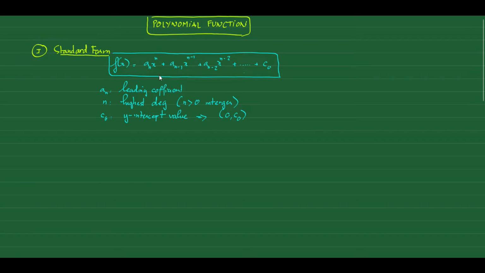Let's see what else we should talk about in this form right here. And the variable x here, I just want to mention one more thing. The variable x cannot be in the denominator. Because a sub n, a sub n minus 1, a sub n minus 2 are just coefficients, they could be positive or negative. However, all the exponents cannot be negative. Okay, so I'm going to put a remark over here.